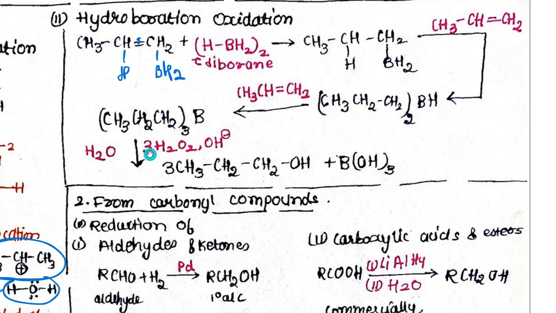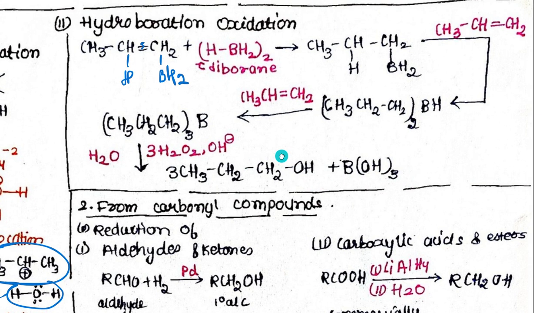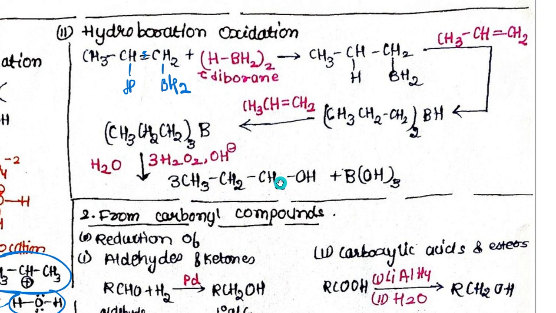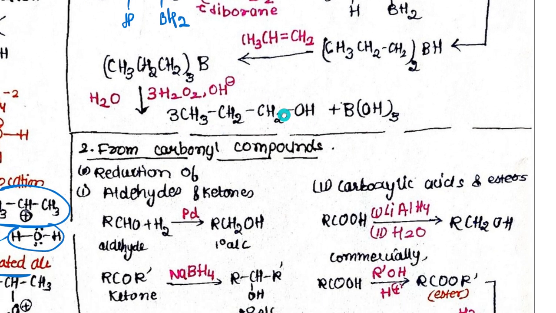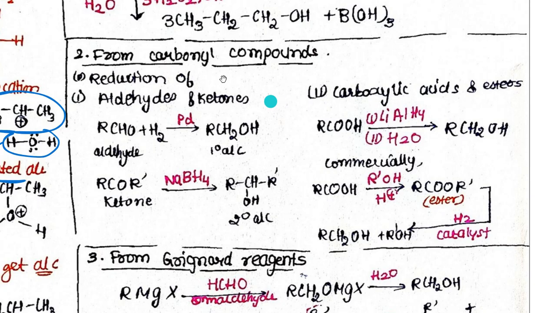Now this on reaction with 3H2O2 and OH minus ion and water will give us 3 moles of CH3CH2CH2OH plus B(OH)3. And what is this CH3CH2CH2OH? That is our alcohol, right? Propanol. That is our alcohol, the 3 carbon alcohol propanol.